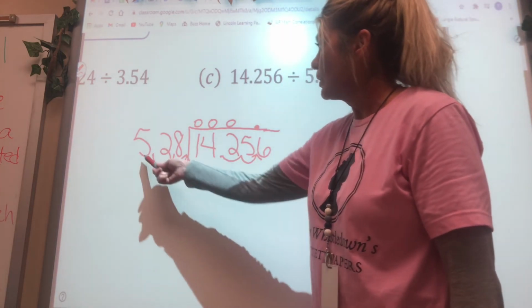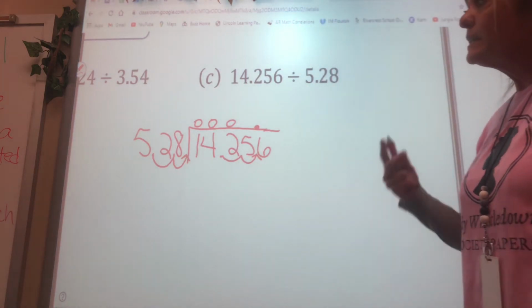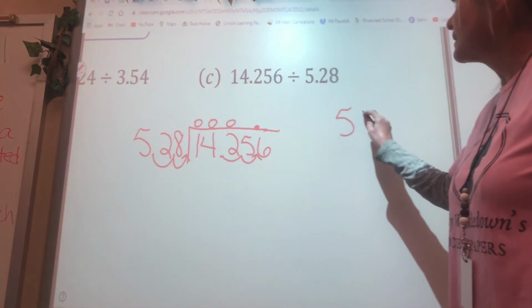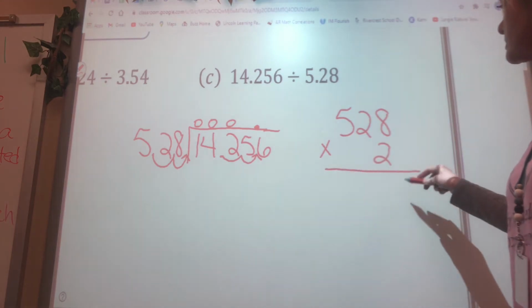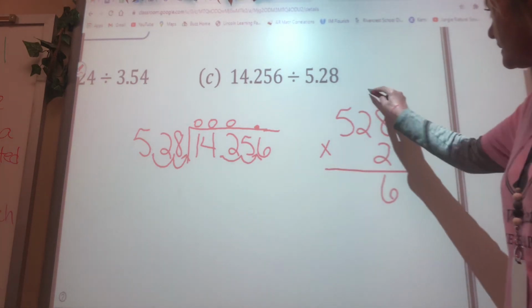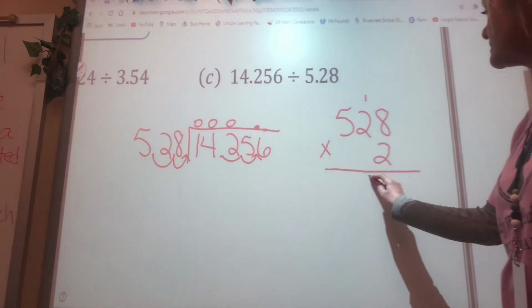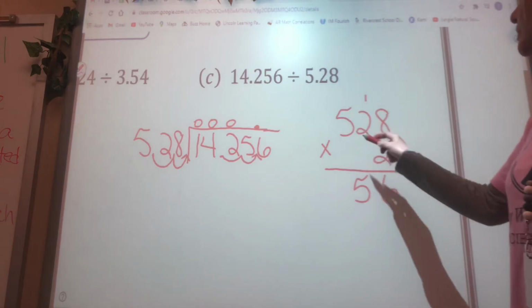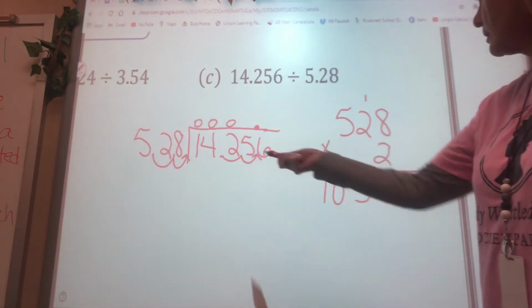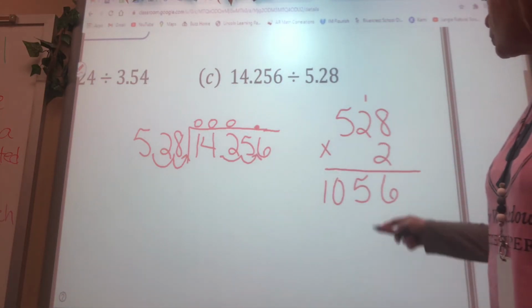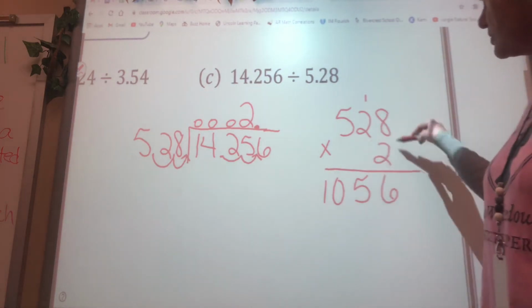5 won't go into 1, but 5 will go into 14. 5 will go into 14 2 times. So I'm going to go over here to the side and see if 2 works with the whole thing. So we'll go 2 times 8 is 16, carry the 1. 2 times 2 is 4, plus the 1 is 5. And 2 times 5 is 10. And yeah, that works out. It's a little less than 1,425. So I put my 2. I don't have to redo the math because I just did it right here.